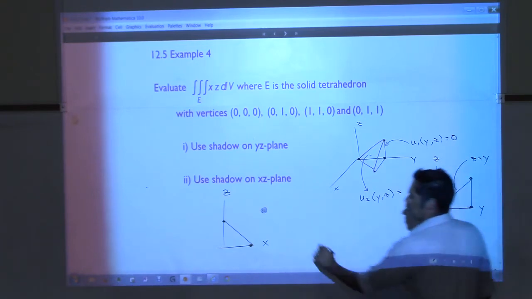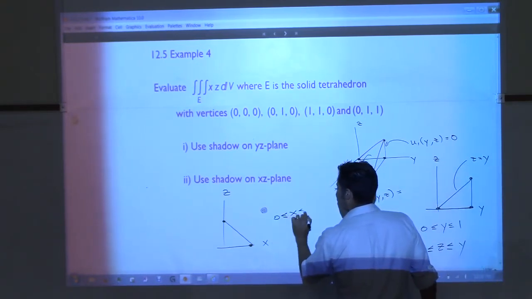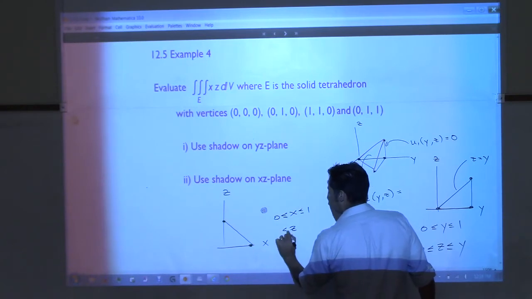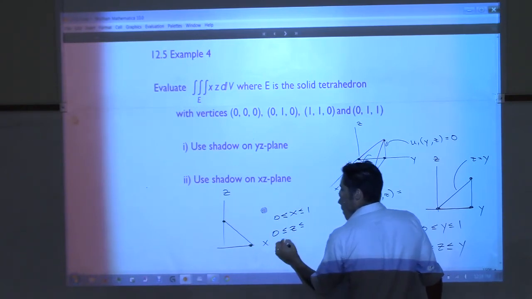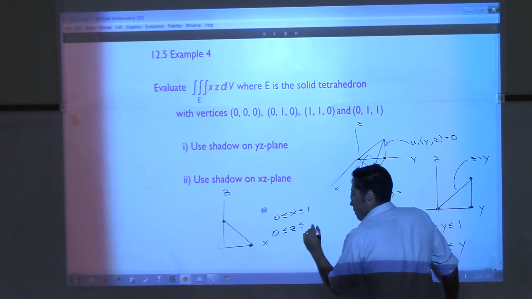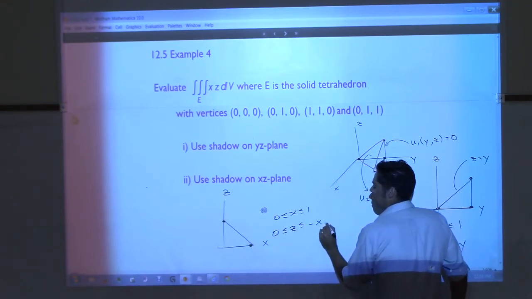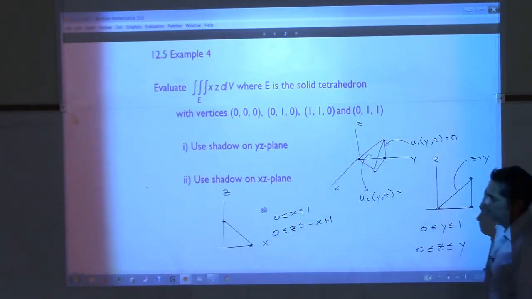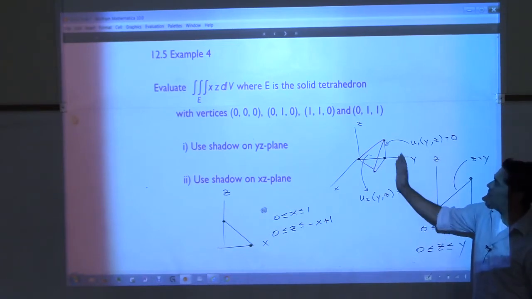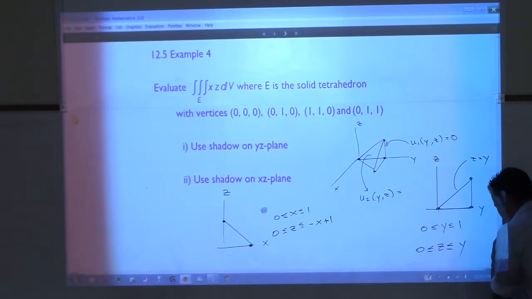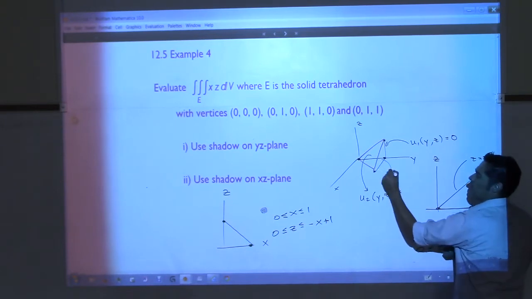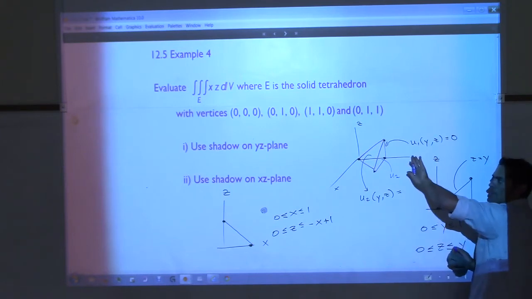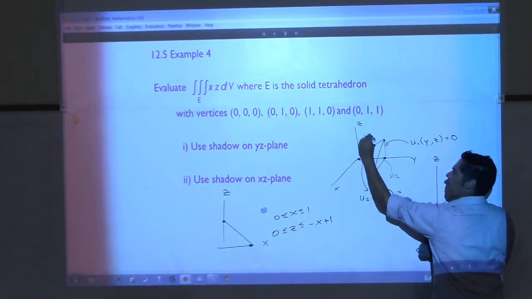And so your x would be between 0 and 1. Your z would be between what? 0 and negative x plus 1. Y-intercept 1, slope negative 1. And then what about your surface? Ooh, this surface is a little different. I better do this in a different color. If we were looking at this surface, that would be the U2, wouldn't it? And then the U1 would be this one.